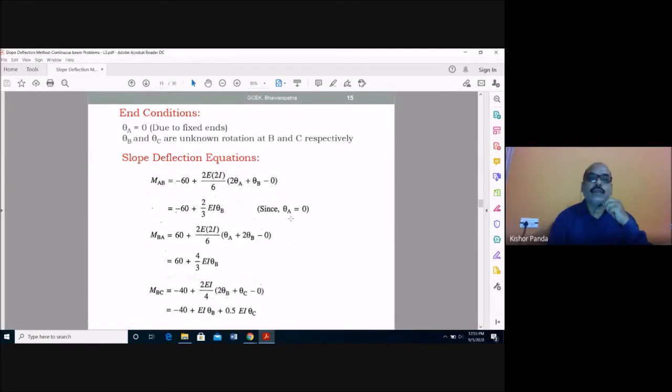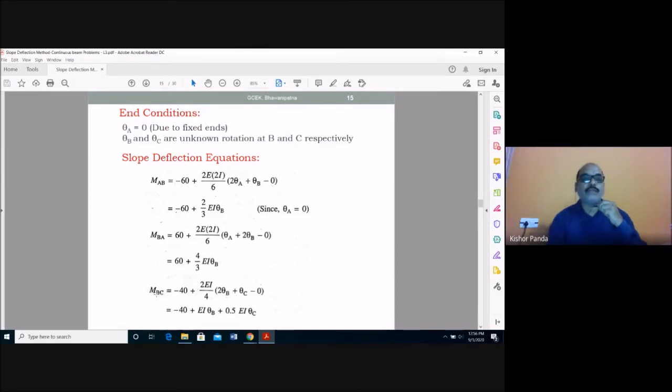2 theta A plus theta B, but you know theta A is also equal to 0. So after putting theta as 0, here you will get minus 60 plus 2 by 3 EI theta B. Then similarly find out MBA: plus 2EI by 6, theta A plus 2 theta B minus 6 delta by L square. So delta is equal to 0, and here also you put theta is equal to 0. So after putting this theta value, MBA is equal to 60 plus 4 by 3 EI theta B.